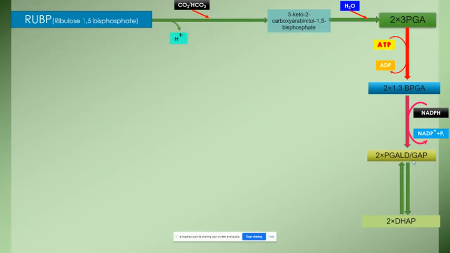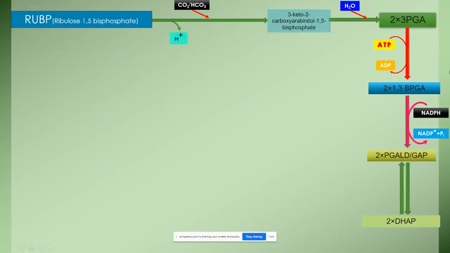So phosphoglyceraldehyde and dihydroxyacetone phosphate. Which one is aldose and which one is ketose? Glyceraldehyde, aldehyde name is there, no? So aldehyde is the aldose sugar and dihydroxyacetone is the ketose sugar. So the enzyme will be the isomerase.